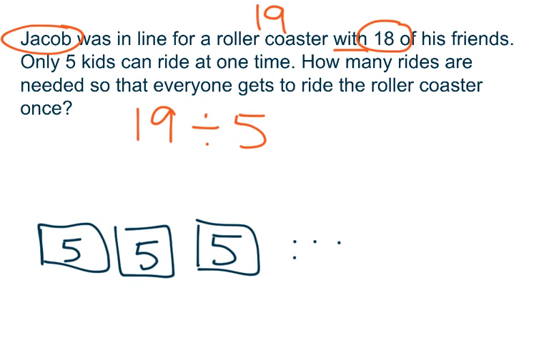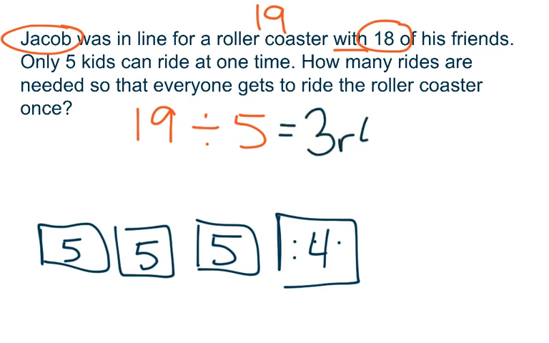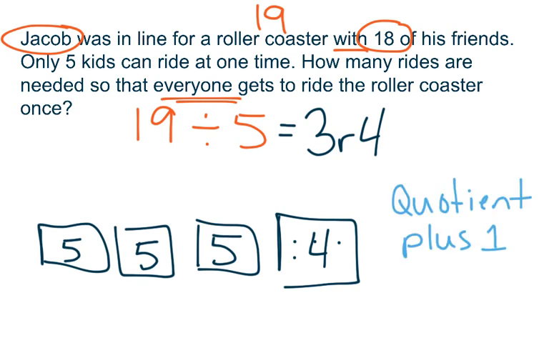In order for them to be able to ride the roller coaster, we need to add another ride. So even though this only has 4 people in it, we need to make sure that those 4 people get to go on the roller coaster too. If we were solving this problem, we would have 3, remainder 4, as our answer. But that doesn't answer our question. We want to know how many rides are needed so that everyone gets to go on the roller coaster. This is going to be a quotient plus 1 problem. We want everybody to ride on the roller coaster. Our picture showed us that we're going to need 4 total rides for everybody to ride on the roller coaster.